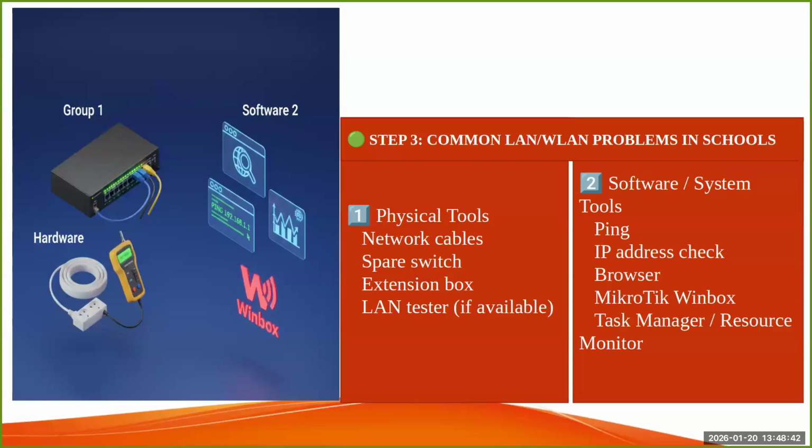Software or system tools. You will need to ping. You use your command line to ping. You want to check if the server is reachable, if the gateway is reachable. You check IP addresses. You check the browser. You can use your Winbox. You check the resources on the server. We're going to be looking at that more, maybe tomorrow or thereabout, how you check the resources of your server. The traffic hitting the server may be too high, and that is what is causing it. We need to have all these things handy.